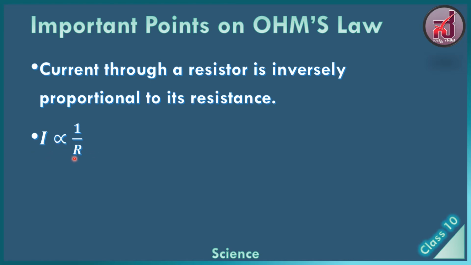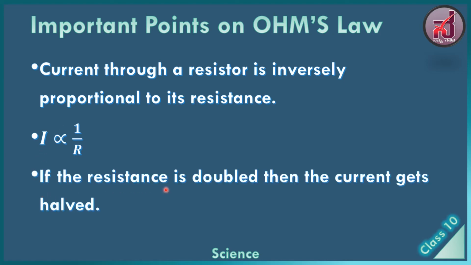If resistance increases, current decreases. If resistance decreases, then current increases. If the resistance is doubled, then the current gets halved.